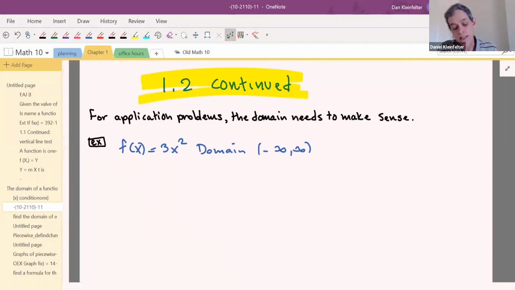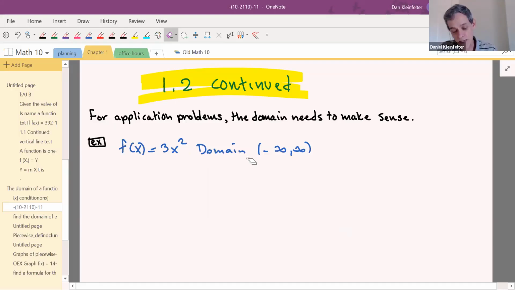An added part to that is that if your function is an application problem or part of an application problem, the domain has to make sense. This example is intended to illustrate that. In this function, we've got f of x, which is equal to 3x squared, a nice simple polynomial function. There's no division, so there's no risk of division by 0. There's no square roots, so it appears everything's fine. You could square any number you want, so the domain is all real numbers.